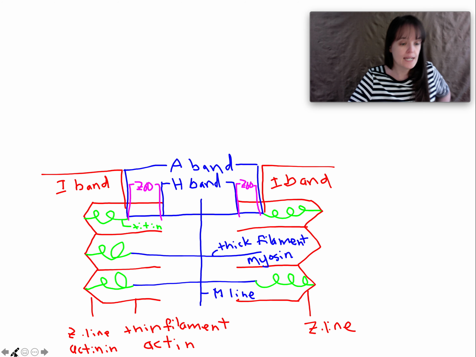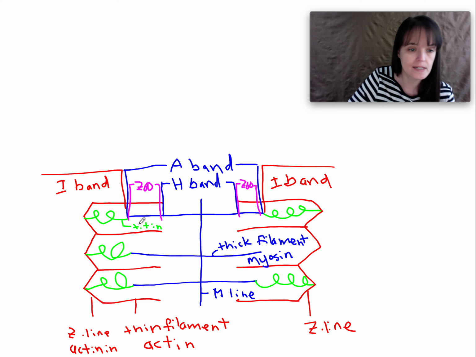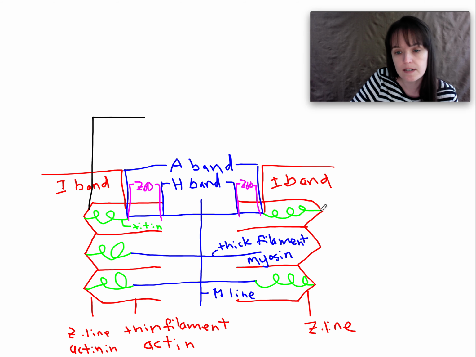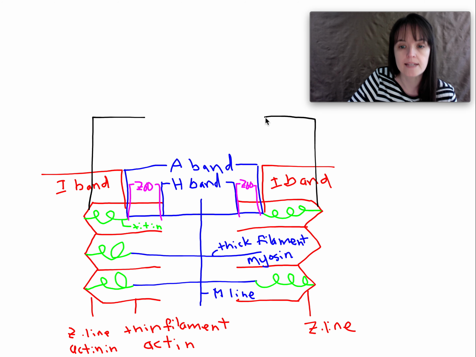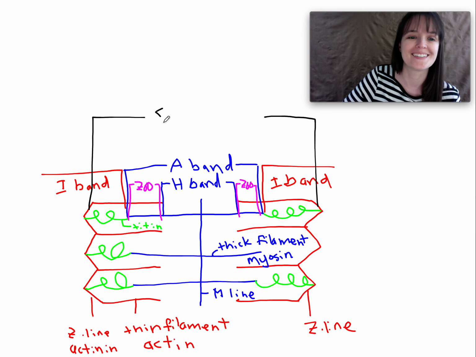All right, and there's a term that we haven't covered yet. Let's go black. From the Z line to the Z line. So I drew one sarcomere. That's the right term.